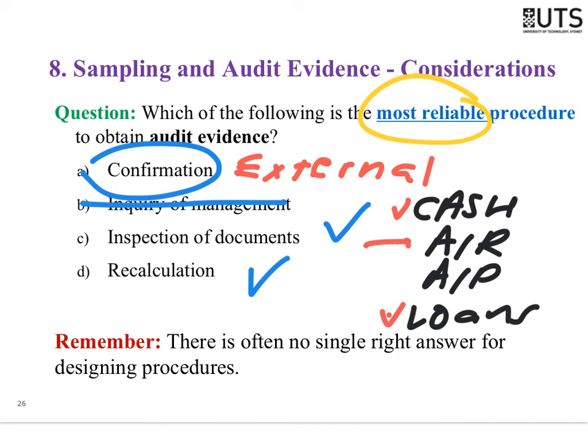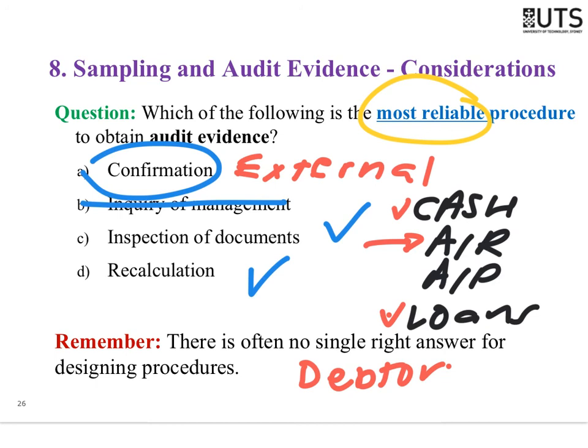Here's the one I want to talk to you about. Accounts receivable. Now, every customer that owes the business money is called a debtor. Okay? A debtor is anyone that owes the business money. So what we call these types of confirmations are debtor confirmations.